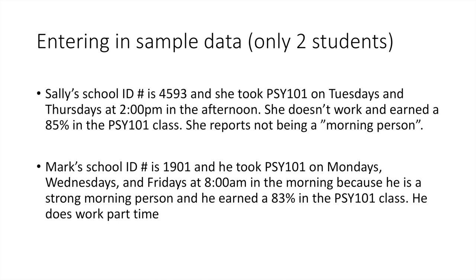And then we have Mark. His school ID is 1901, and he took Psych 101 on Monday, Wednesday, Fridays, but he took his in the morning. He took his at 8 o'clock in the morning because he says he's a strong morning person, and he earned a little bit lower grade. He earned 83% in that Psych 101 class, and he does work part-time. So what we have here is some data: two students, and some sample data that we're going to use.